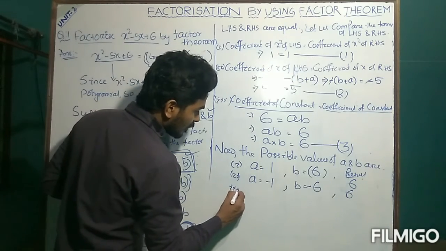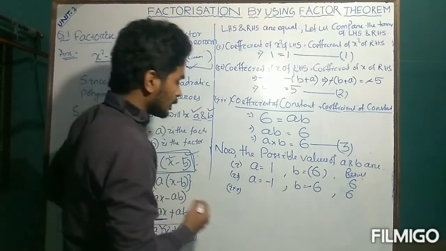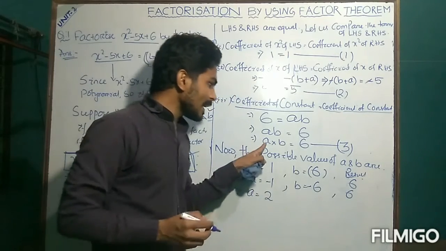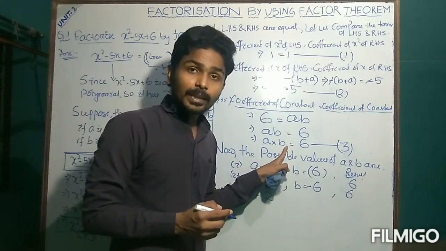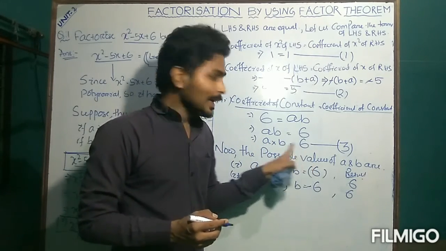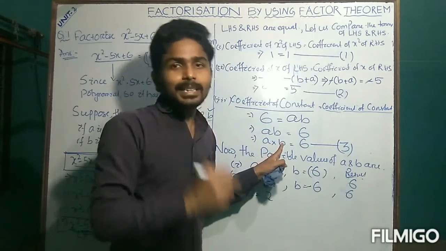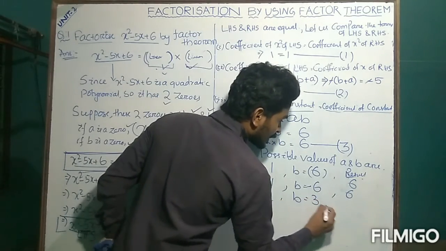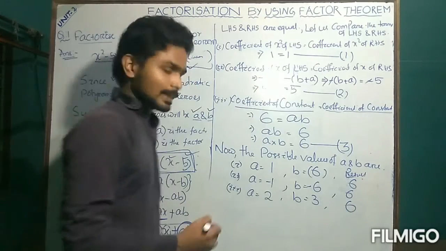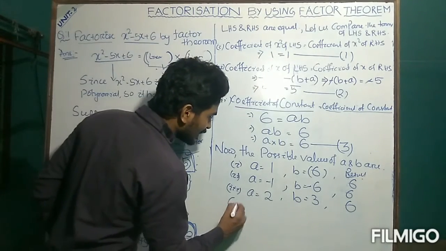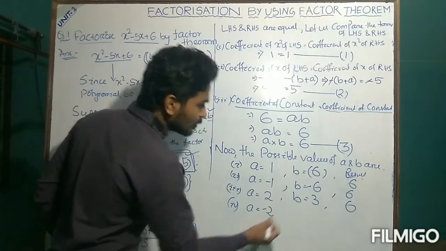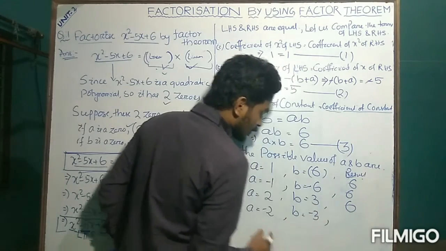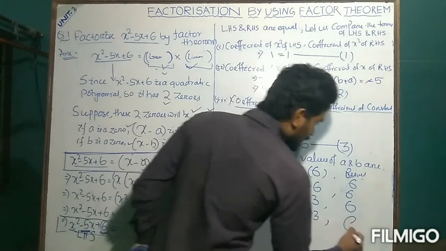Now let us find the third assumption. I can take a as 2. If I am taking a as 2, then what should be the value of b so that we get 6? 2 into 3 is 6. So I can get b is equal to 3. Hence the result will be 6. Or we can get a is equal to minus 2. Then b will be minus 3, so that minus into minus is plus, and 2 into 3 is 6.